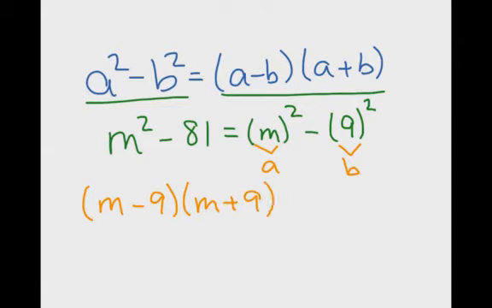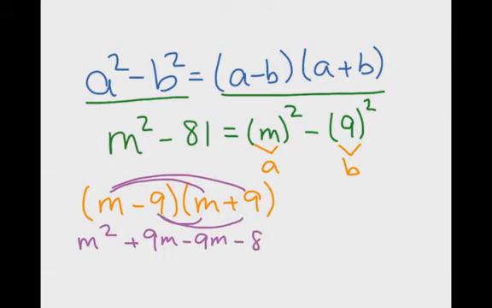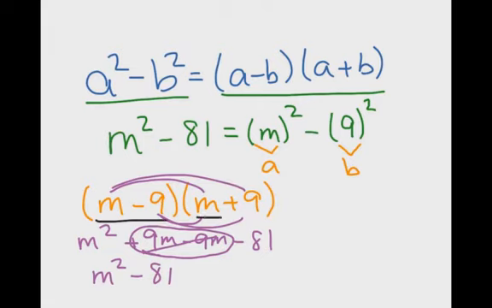Now if we FOIL this out, we can check to see if we get m squared minus 81. So we get m squared plus 9m minus 9m minus 81. And this positive 9m and minus 9m are going to cancel out, and we are left with m squared minus 81. If you notice, in our parentheses, we have the same number and letter. The only thing that is different between the two parentheses is one is a positive 9 and one is a negative 9. So let's do another example.